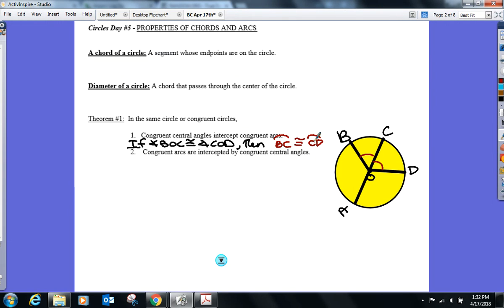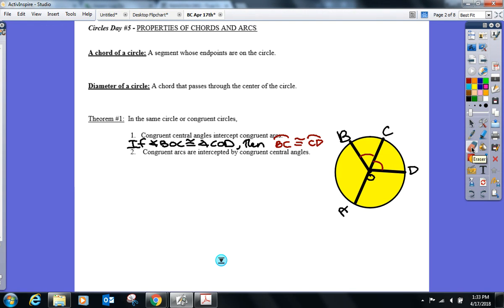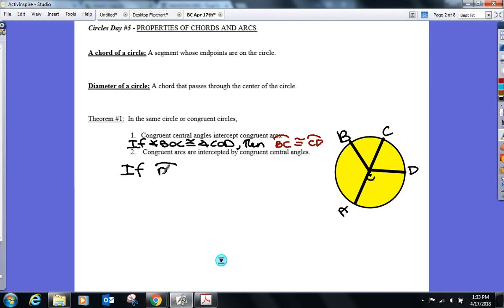If central angles are congruent, so are the arcs. And the reverse is true. I could give you the arcs congruent instead. If arc BC is congruent to arc CD, then you could say the central angles BOC and COD are congruent. Everybody good? Arcs and central angles go hand in hand. If one's congruent, so are the others. There's the first theorem.